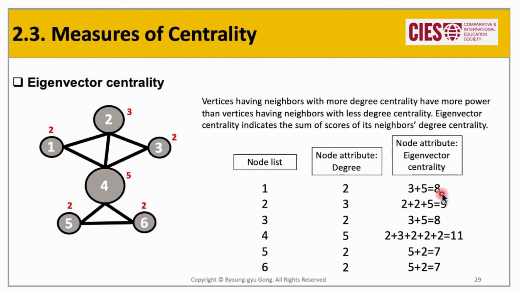According to this calculation, you will find that vertex 3 and vertex 5, having the same level of degree centrality of 2, show different levels of eigenvector centrality, 8 and 7 respectively. This means that vertex 3 has more connection with the powerful vertices than vertex 5.